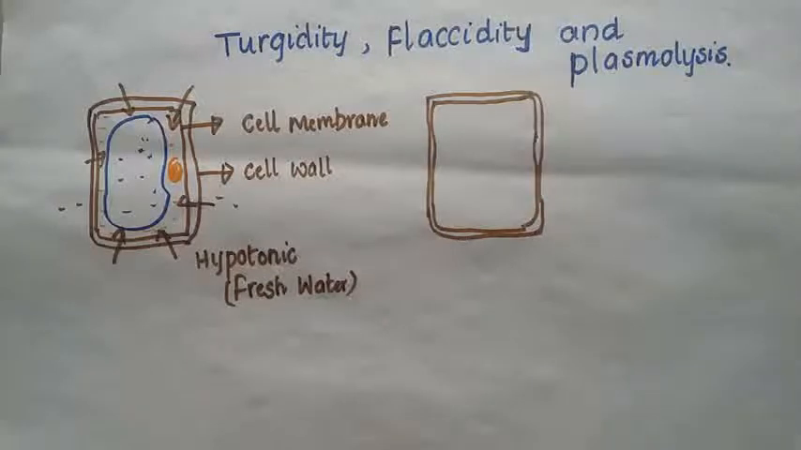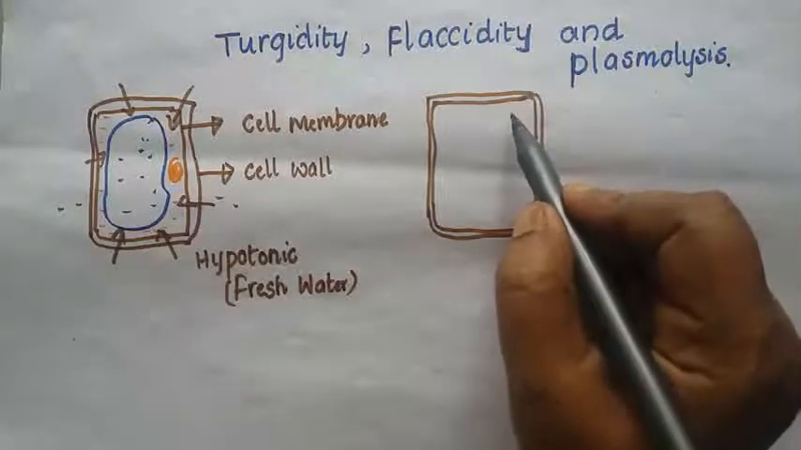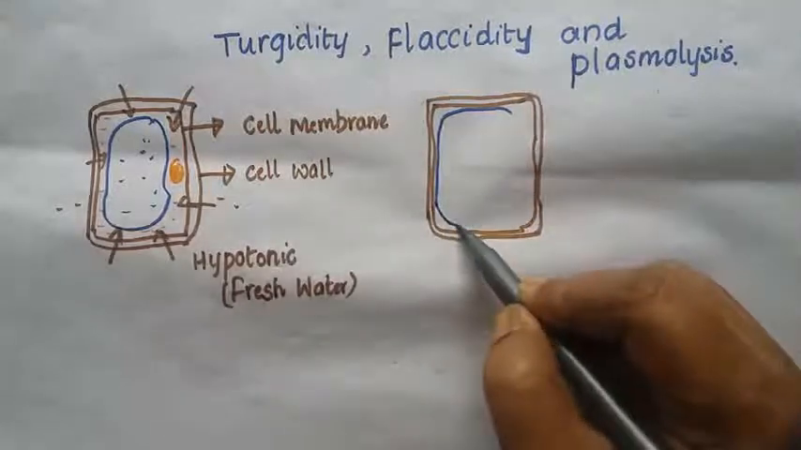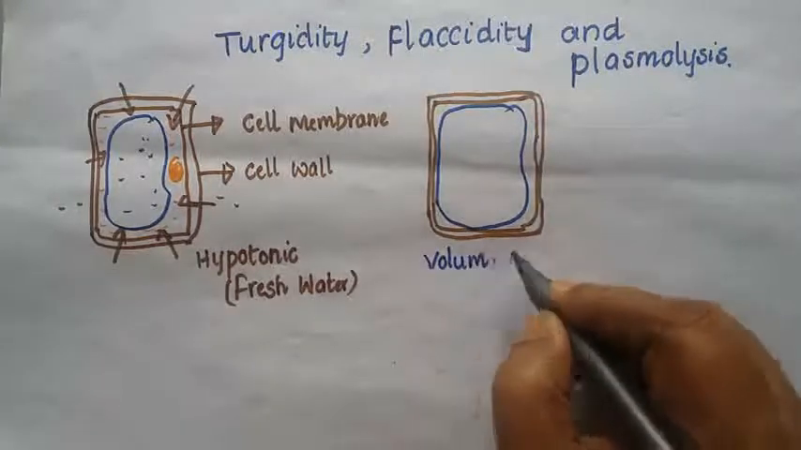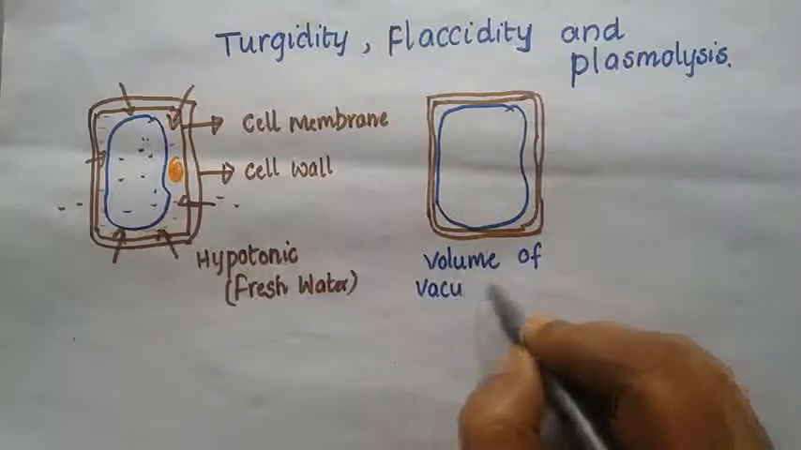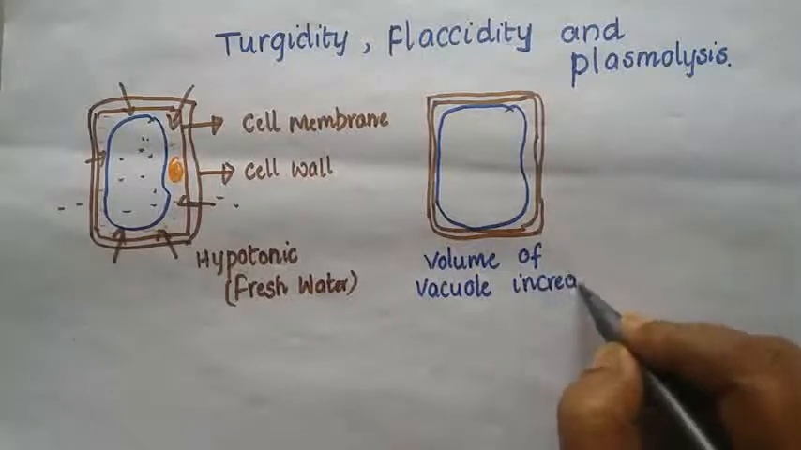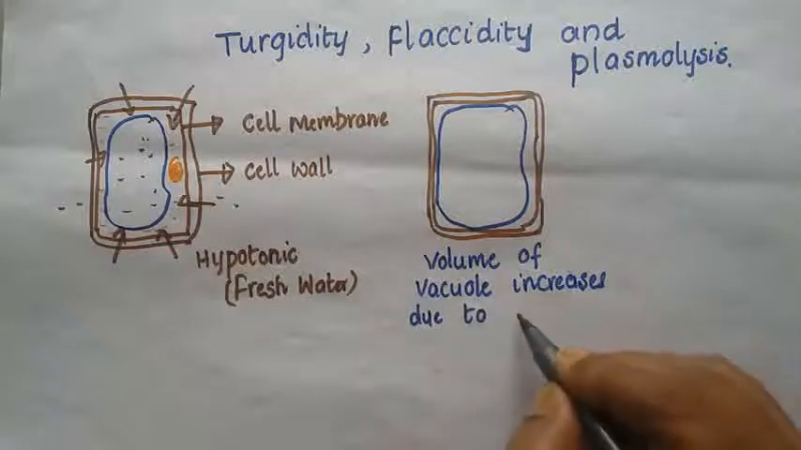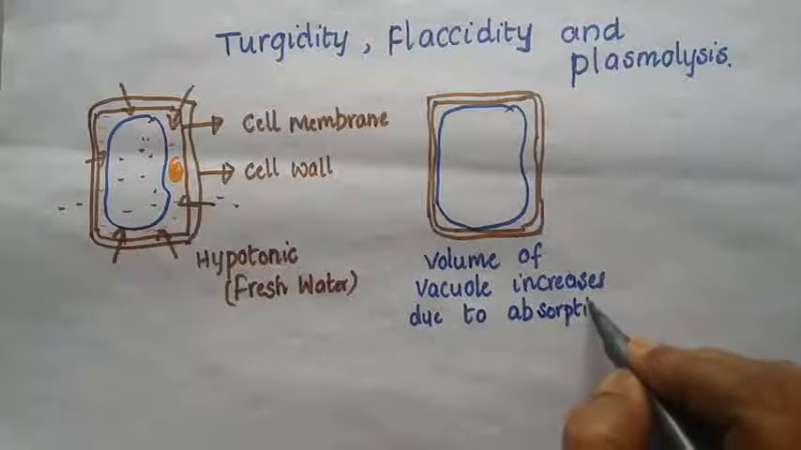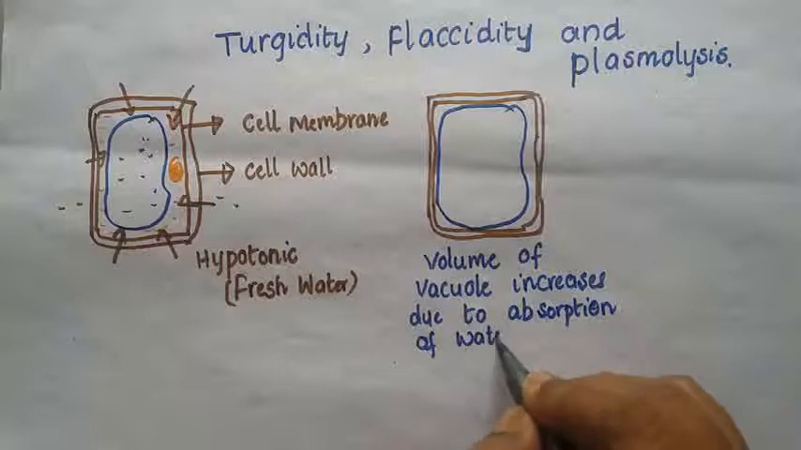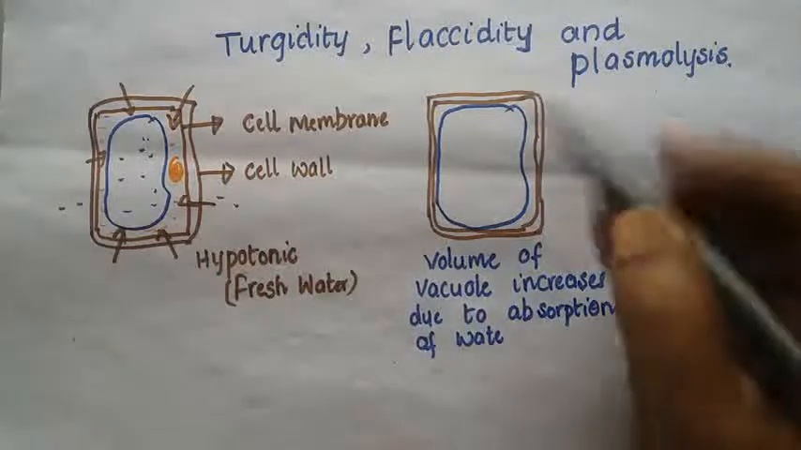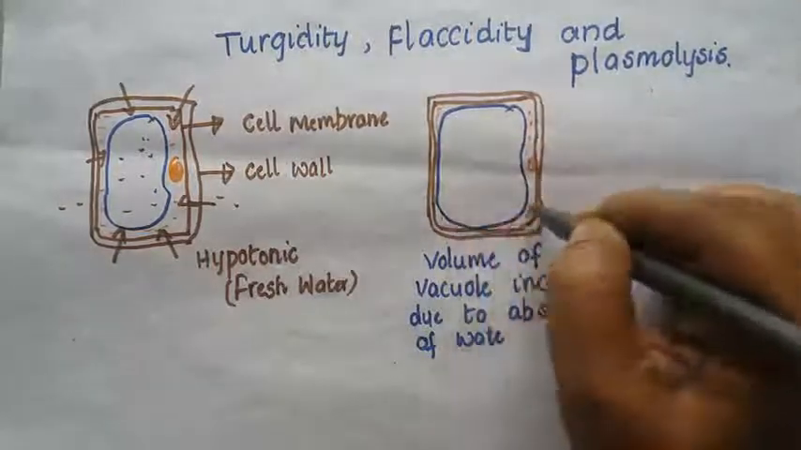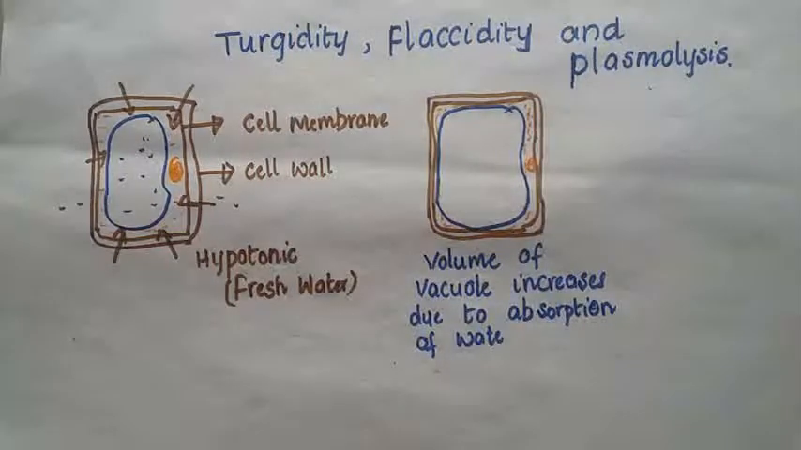Fine, children. Now, what happens? The vacuole also enlarges in such a way that the size of the vacuole increases. Or in simple words, I say the volume of the vacuole increases due to continuous absorption of water. So compare the size. The size of the vacuole increases, right? And then, of course, the nucleus and the cytoplasm will be pushed towards the periphery, right? Okay, and this cell cannot accommodate any more water in it.